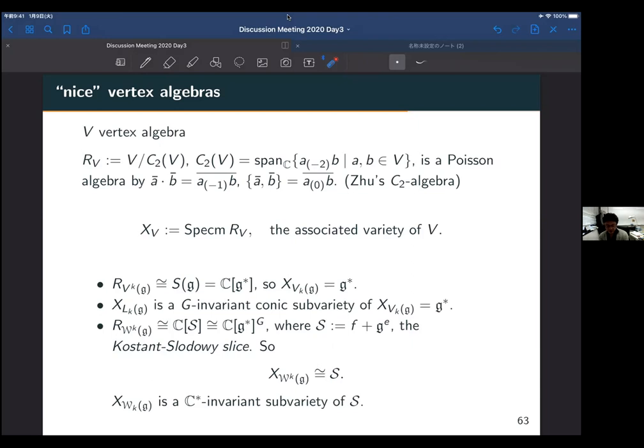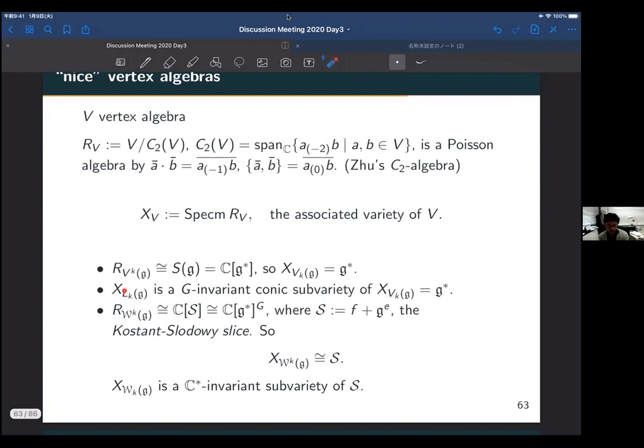And if you take a simple quotient of the vertex algebra, the associated variety becomes a subvariety, which is a G-invariant and conic subvariety of g*. And for the universal affine vertex algebra, it is the so-called Kostant-Slodowy slice. This is a very basic example of a Slodowy slice that appeared in Tony's talk.